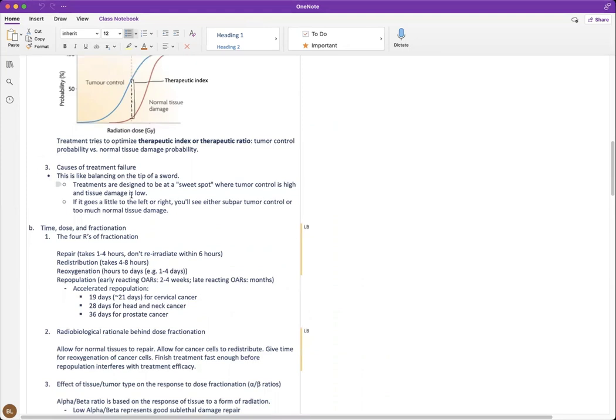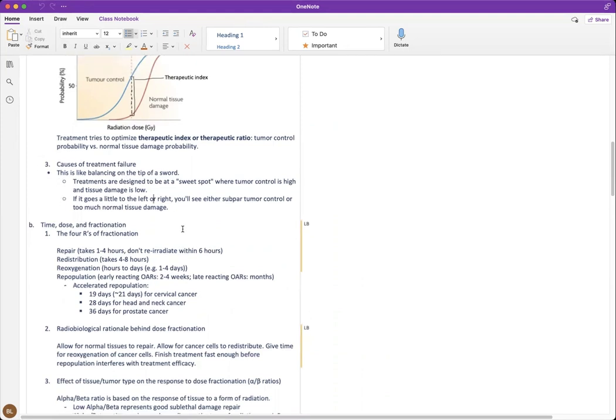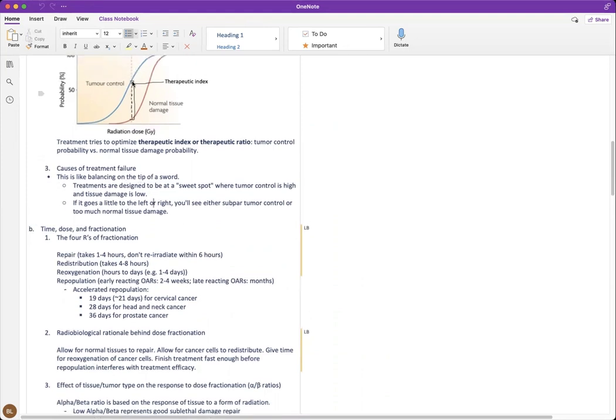So the way I interpreted this is like you're on the tip of a sword. Treatments are supposed to be at a very sweet spot where tumor control is high and tissue damage is low. If you go a little to the left, your tumor control gets a lot worse. And if you go a little bit to the right, your tissue damage gets a lot worse. So we're always dancing on the sweet spot.